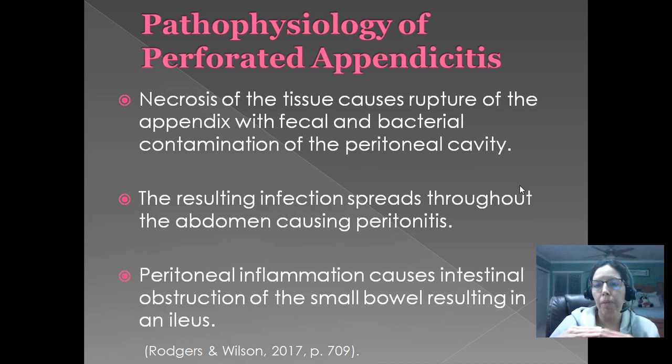As for a perforated appendix, necrosis of the tissue will start to develop, causing a rupture of the appendix with fecal matter and bacterial contamination of the peritoneal cavity. This resulting infection will then spread throughout the abdomen, causing peritonitis. And this peritonitis inflammation will cause intestinal obstruction of the small bowel, often resulting in an ileus.